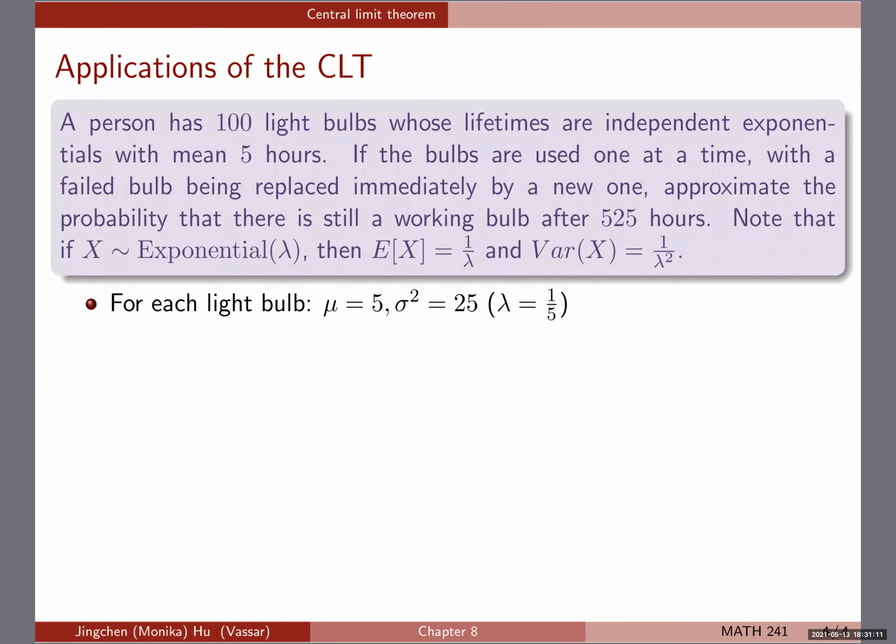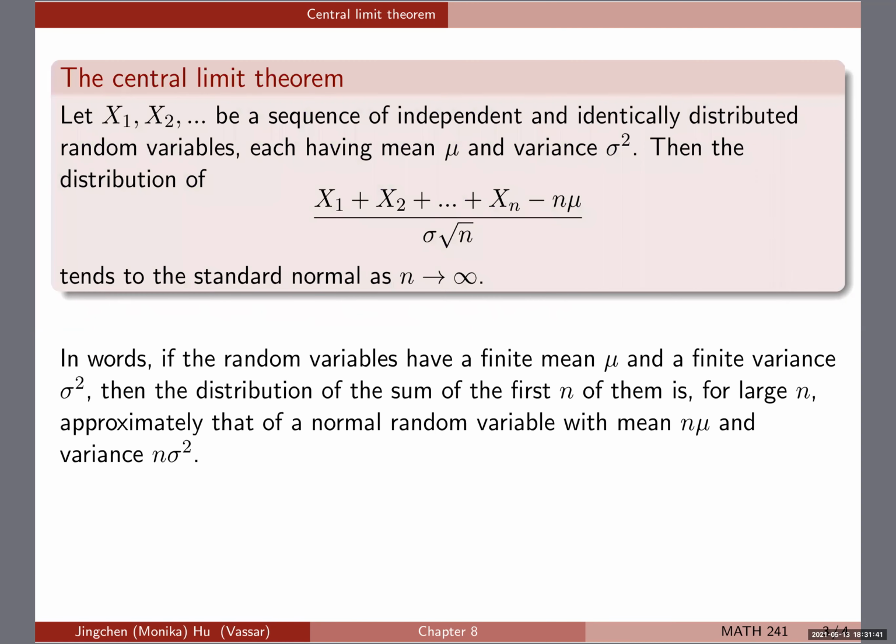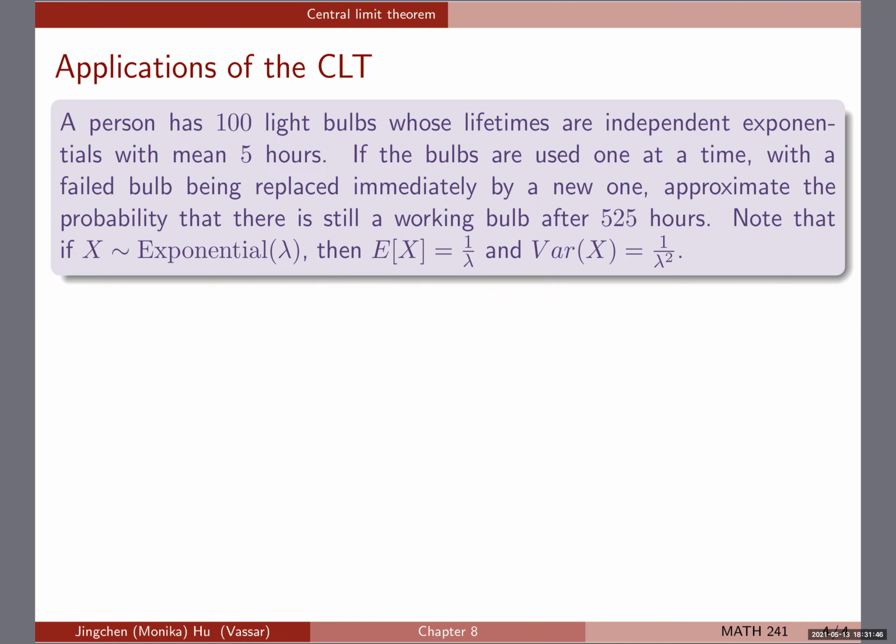For each light bulb, notice that the mean mu is 5. And sigma squared in this case is kind of hidden. For exponential random variables, the mean is 1 over lambda and the variance is 1 over lambda squared. So you should be able to get sigma squared to be 25 in this case. What this gives us is that we know the mean and the variance of each Xi. Those are the building blocks. Don't forget, we need these in order to do our normal calculation. Alrighty, so now we can use the central limit theorem.